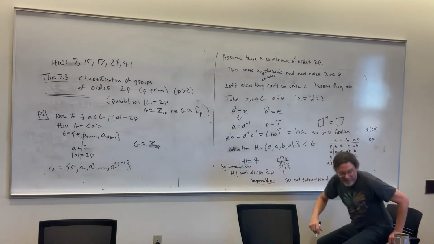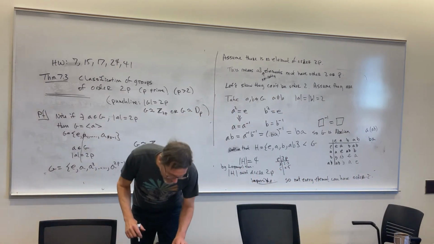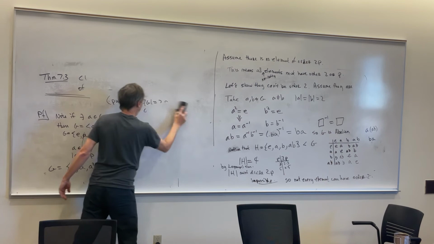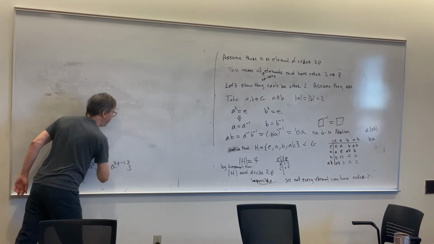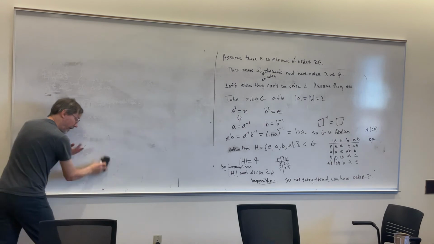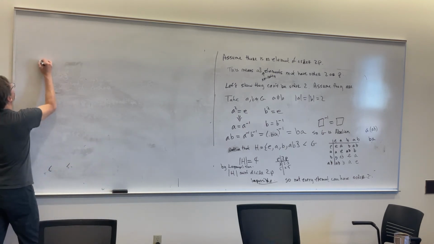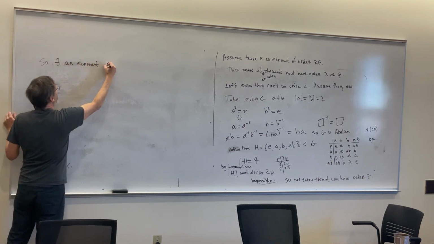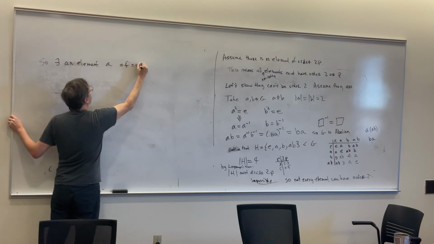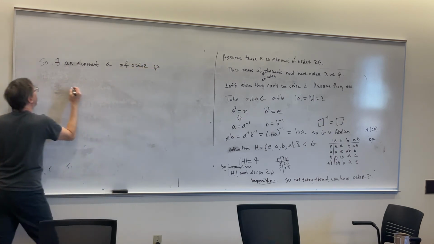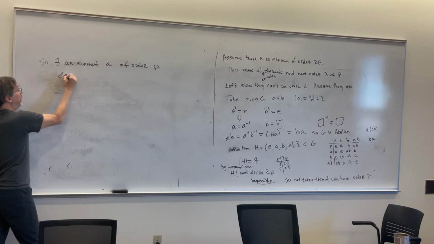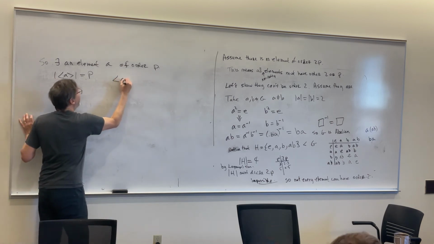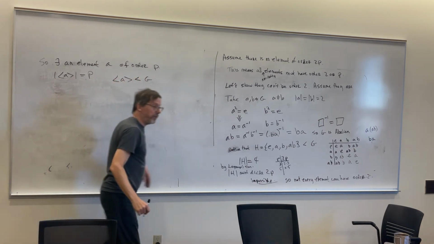I think we can finish this up. So we must have an element of order what? p. Beautiful. So we've got to have some element of order p, and that's the cyclic part of the dihedral group. So there exists an element, let's call it A, of order p. And then this A generates a cyclic subgroup of order p, and that is a subgroup of the big group G.